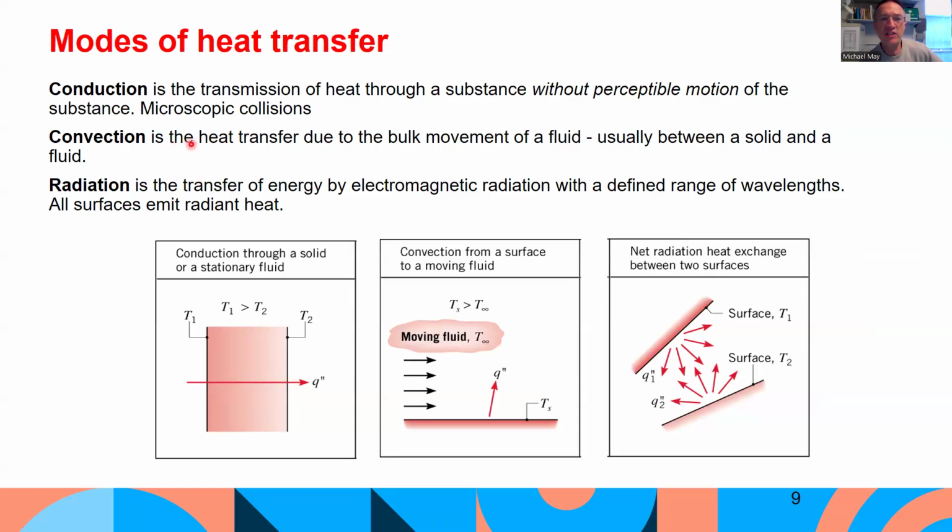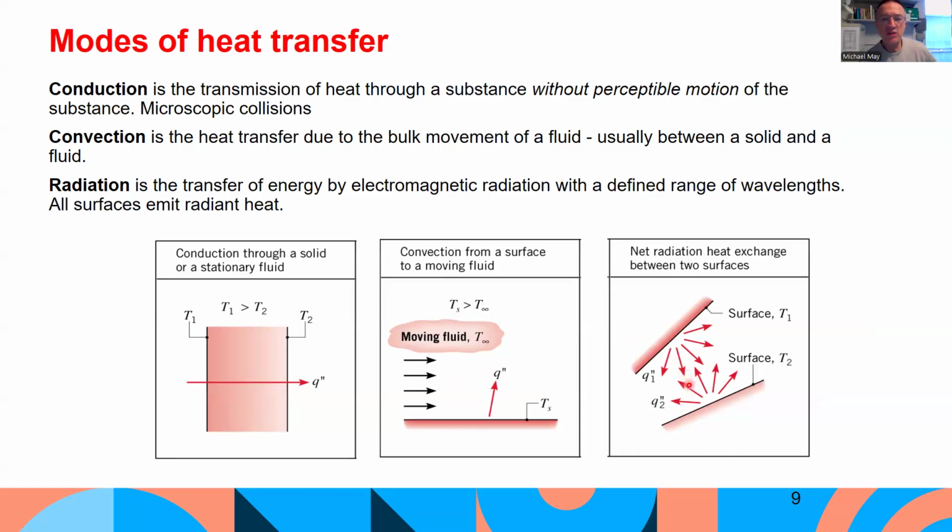Convection is heat transfer due to bulk movement of a fluid, usually between a solid and a fluid. So if we have a warm surface here, the air molecules just above it heat up. They become less dense, more buoyant, and rise up into the air and are replaced by colder, more dense molecules. If we just leave the object sitting there in the air, that's called natural convection. If we force the air or the fluid across it by a pump or a fan, it's called forced convection.